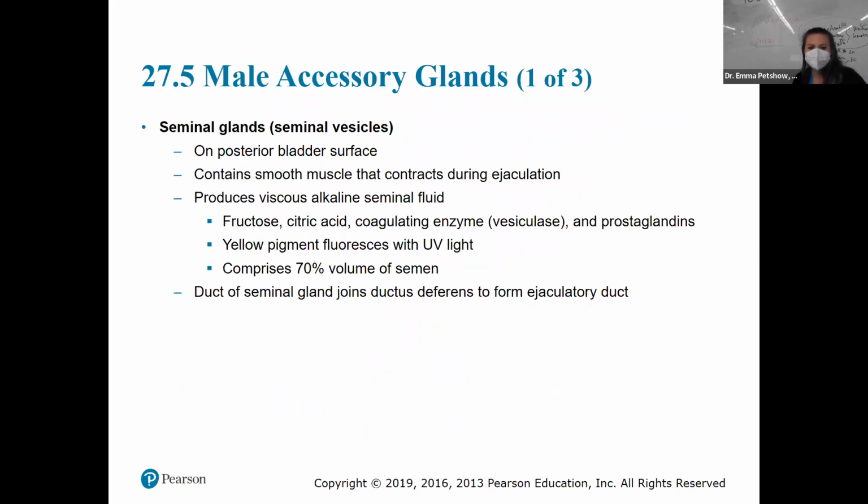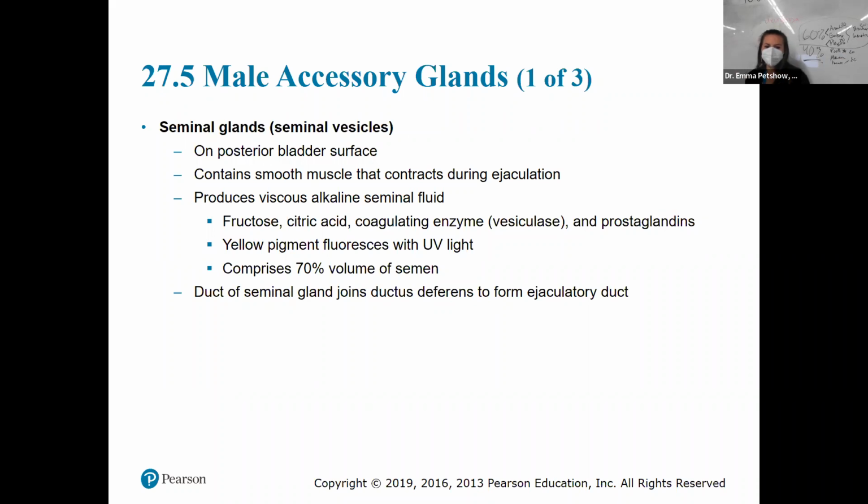Okay, great. So then accessory glands. This is what I wanted to hit now. So I want to get through our male accessory glands and get through a little bit of sperm formation before we break and move on to female anatomy. So our male accessory glands involve the seminal glands or seminal vesicles, which we talked about already, as they're on the posterior bladder surface. They contain smooth muscle that's going to contract during ejaculation.